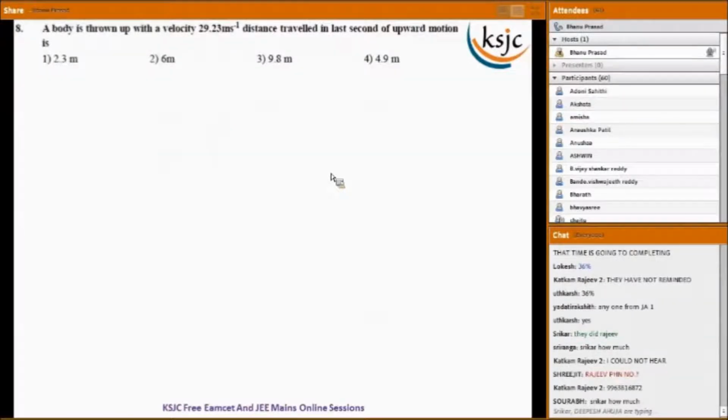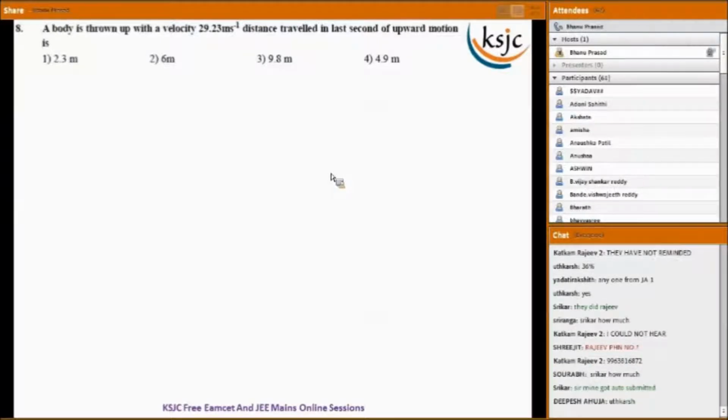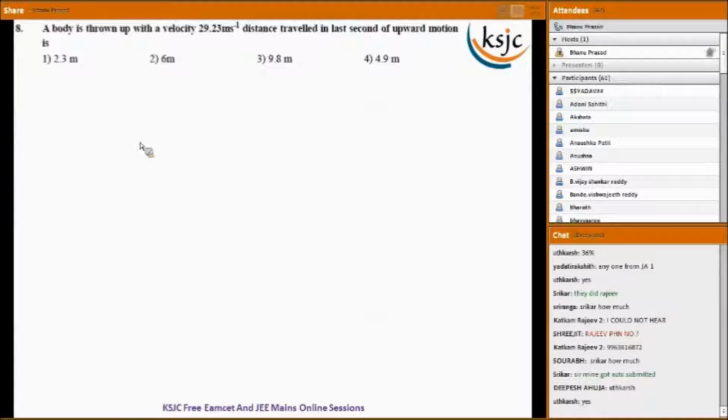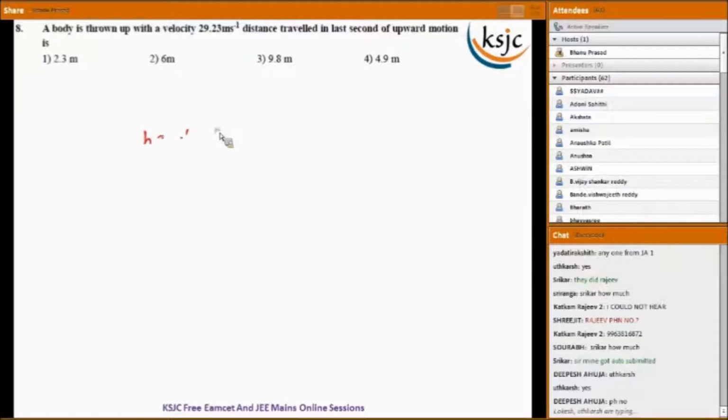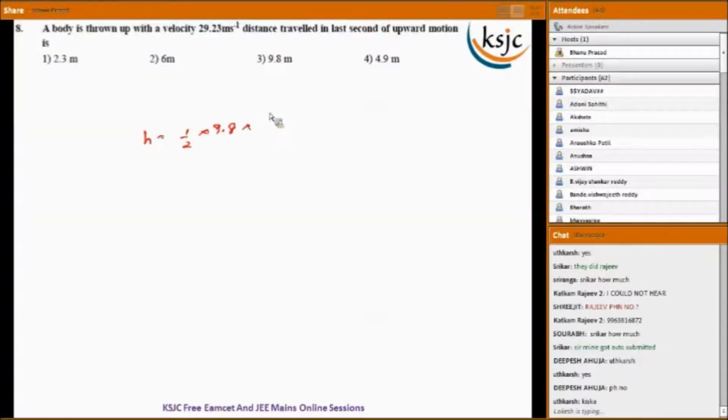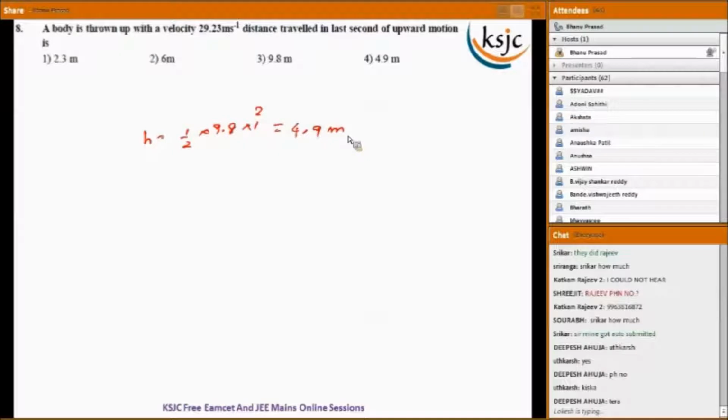And the eighth one, a body is thrown up with a velocity of 29.23 meters per second. Distance traveled in the last second of upward motion. Here the velocity has got nothing to do with the problem. The distance traveled in the last second of upward motion is same as the distance traveled in the first second of the downward motion, which is half into 9.8 into 1 square, which is nothing but 4.9 meters. So option 4.